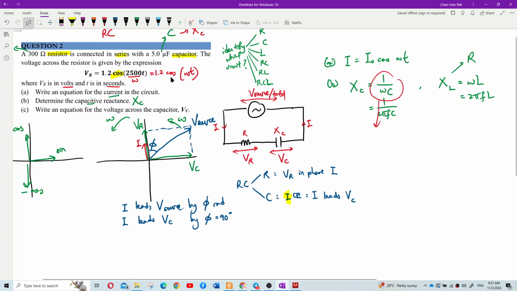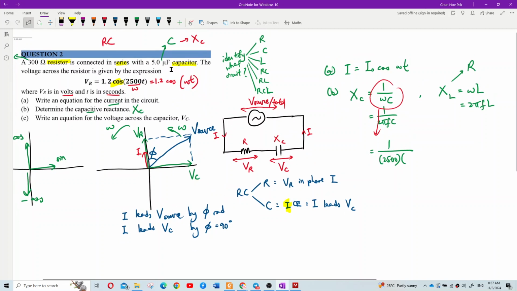Okay, so now let's continue from 1 over omega C. Omega is 2500. C is what? I give you C here, 5 microfarad. Micro exponent, micro is negative 6. So what's the answer, class? Give me the answer. Come on, give me the answer.